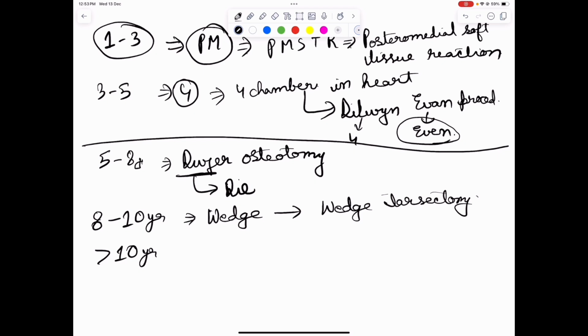And then for greater than 10 years, we should remember that the joint has become quite permanent, and therefore we will do triple arthrodesis. Triple arthrodesis or external fixator can be used.